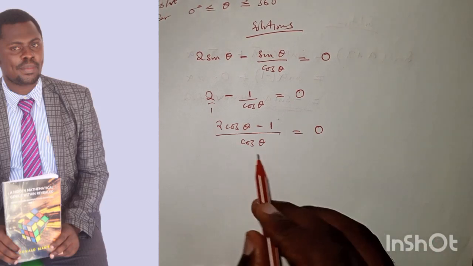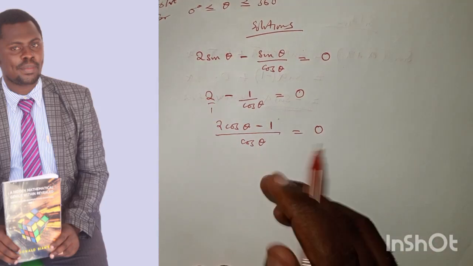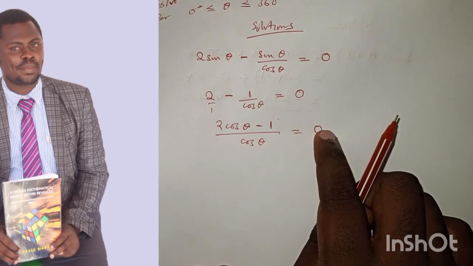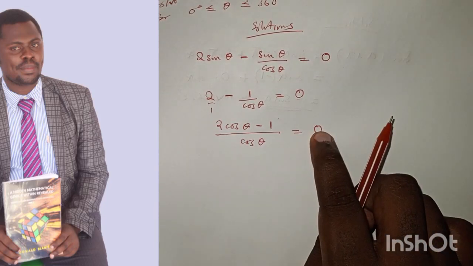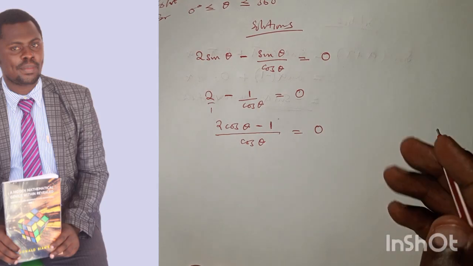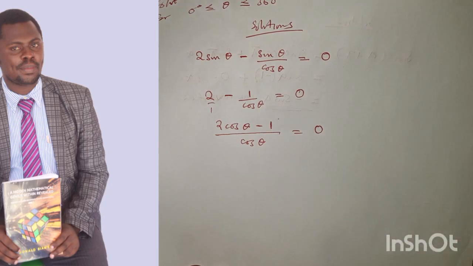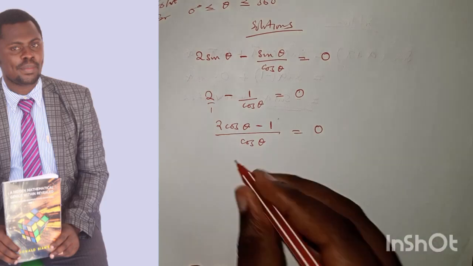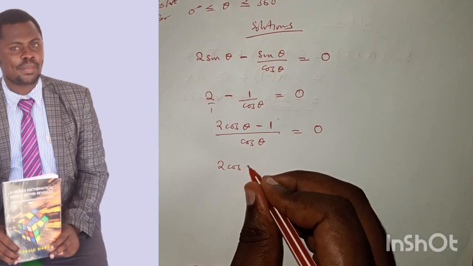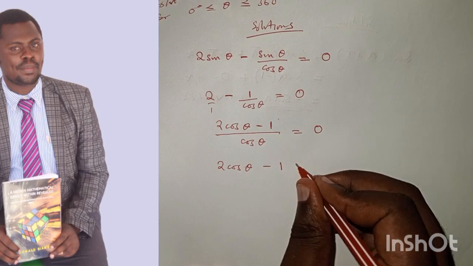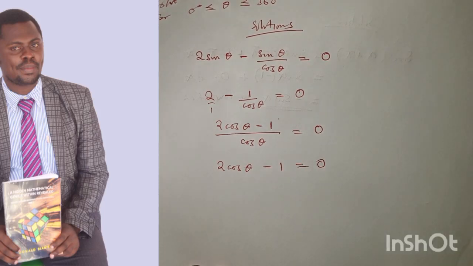Then here this cos theta, we can multiply it there. So cos theta multiplied by 0 is just 0. Any number multiplied by 0 is just 0. So our equation becomes now 2 cos theta minus 1 is equal to 0. Now we can work out the value for theta, because we won't have more than one variable there, and it will be easy for us to calculate.